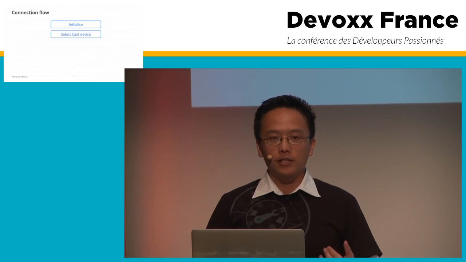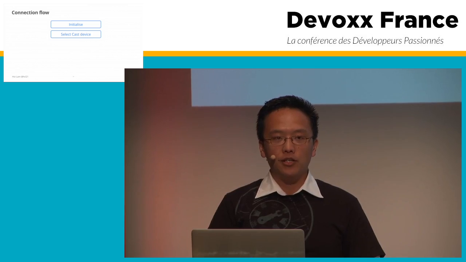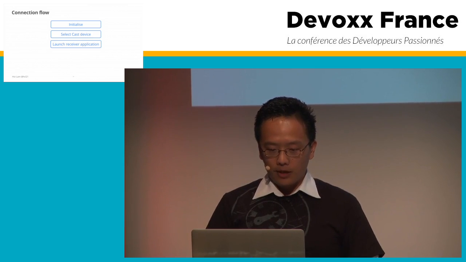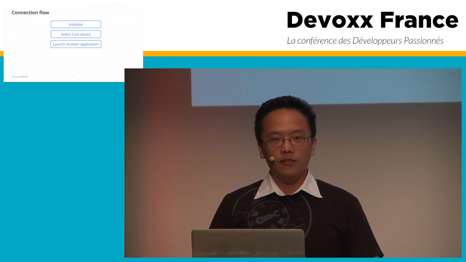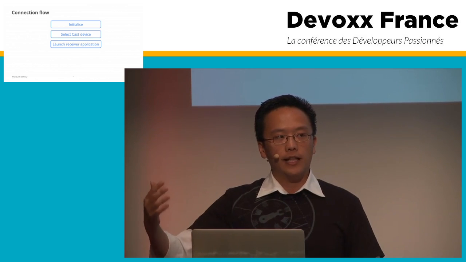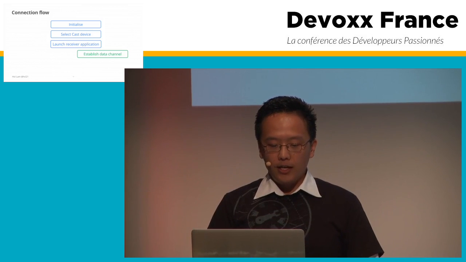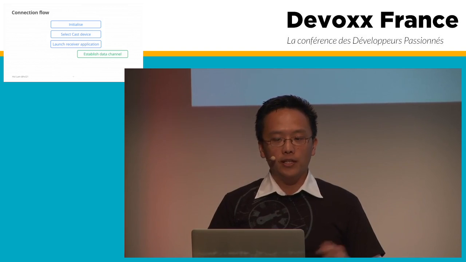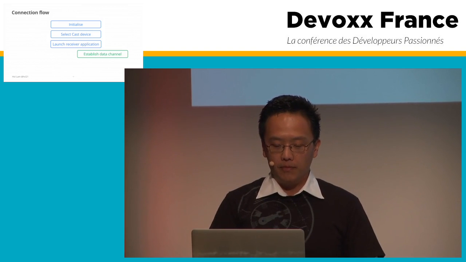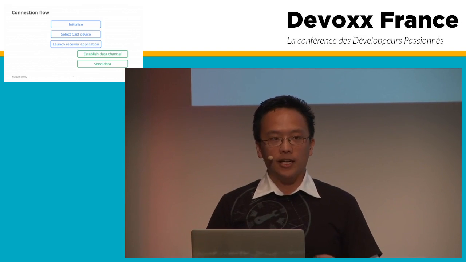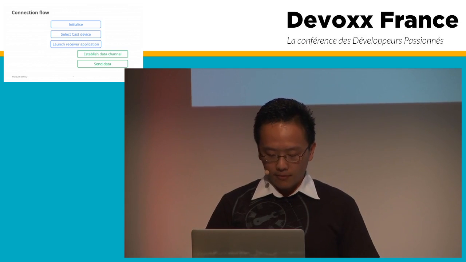The second thing is to detect how the user has selected a cast device that they want to connect to. The third is to launch the receiver application on Chromecast/your TV. And the next is to establish a data channel between the sender and the receiver. And then lastly, we just send data between the two. So it's a very simple 5-step process.